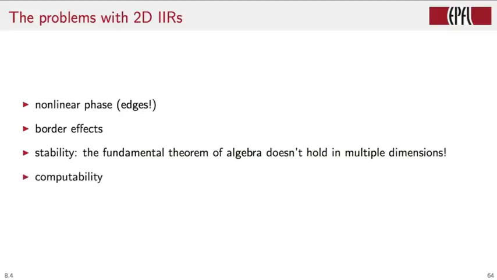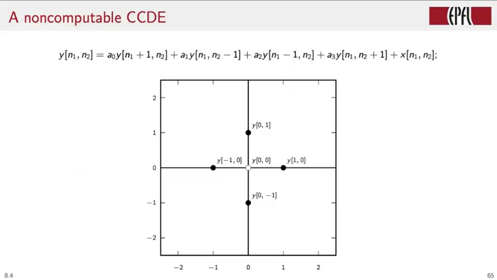A final issue with multidimensional IIR filters is computability. In other words, we have to be careful because in multiple dimensions we could come up with constant coefficient difference equations that are not computable. Here is a simple example. Consider the following filter where each output sample is computed as the linear combination of 4 previous output samples. This is what makes the filter IIR, plus the input.